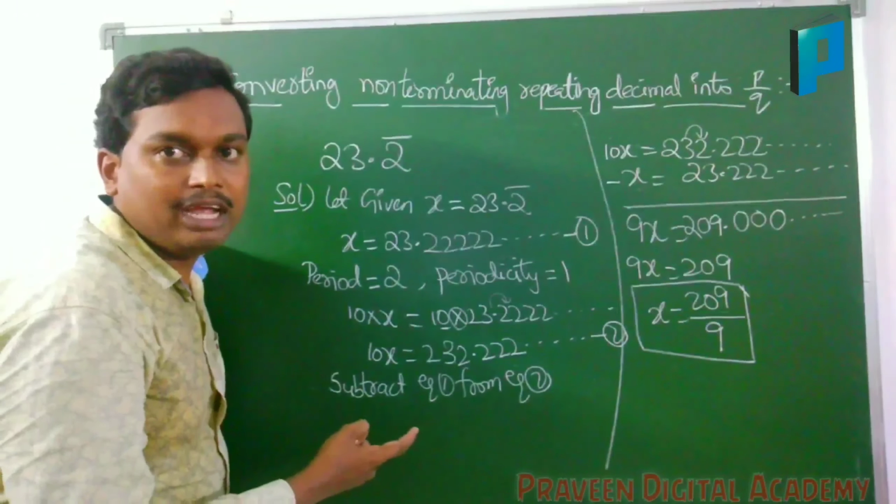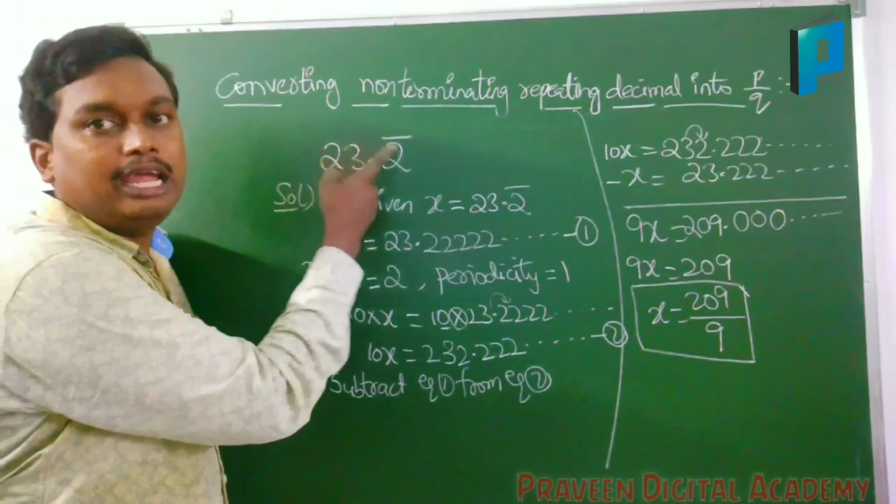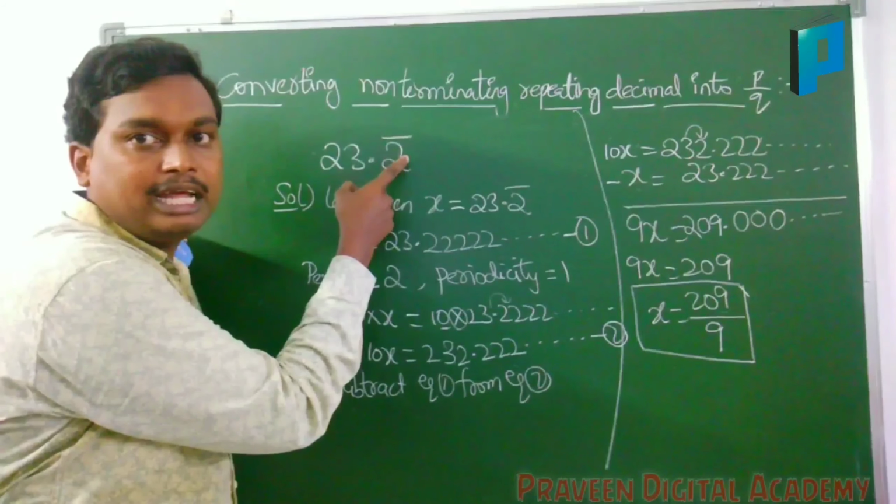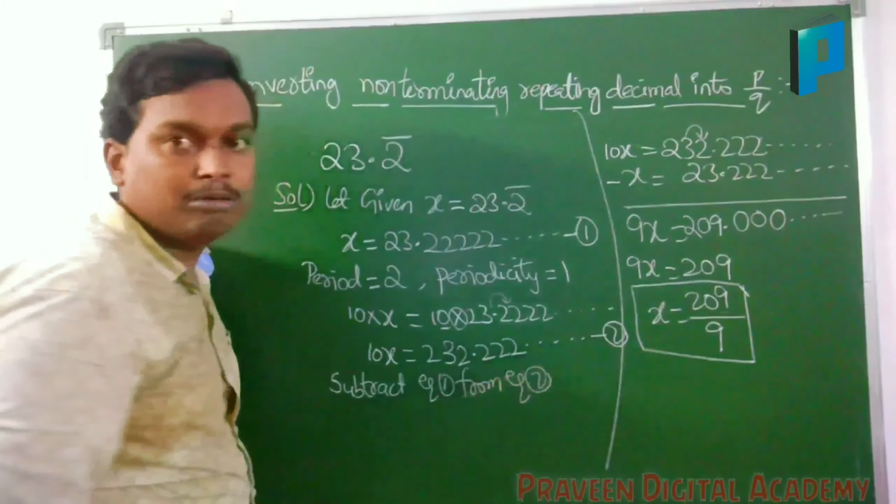This is the way we convert a non-terminating repeating decimal into P by Q form.